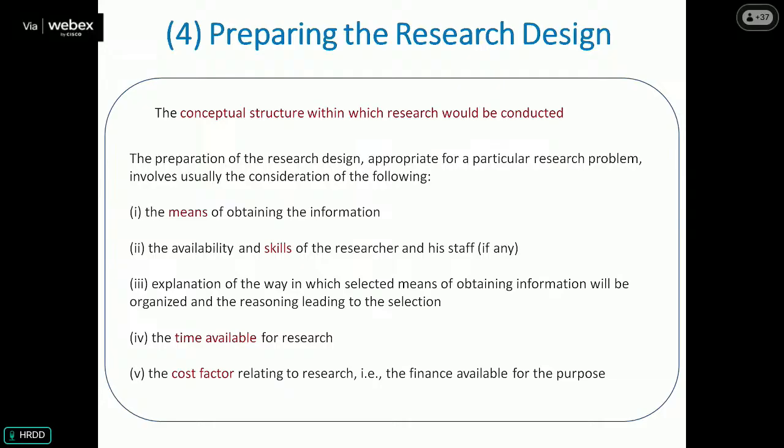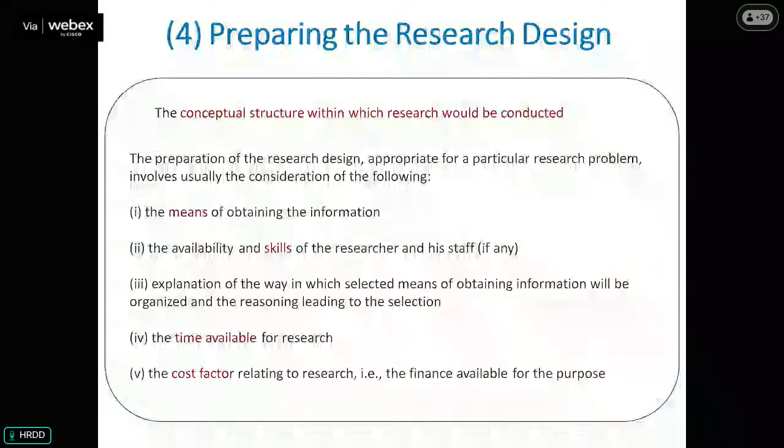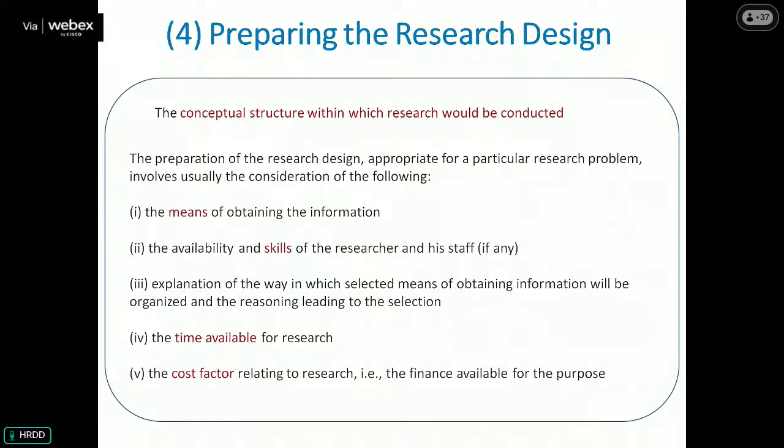So that design you have to have as a prior idea, so that one by one you can send the samples for analysis or data collection, and then whatever property you are interested in, you will definitely measure. That design should be ready by the time you enter the lab: these are the materials, these are the methods which I will follow, the means of obtaining the information, the availability and skills of the researcher and his staff, explanation of the way in which the selected means of obtaining information will be used, the time available for research, and the cost factor, right? These are the 5 things you have to keep in mind while doing a proper research design.